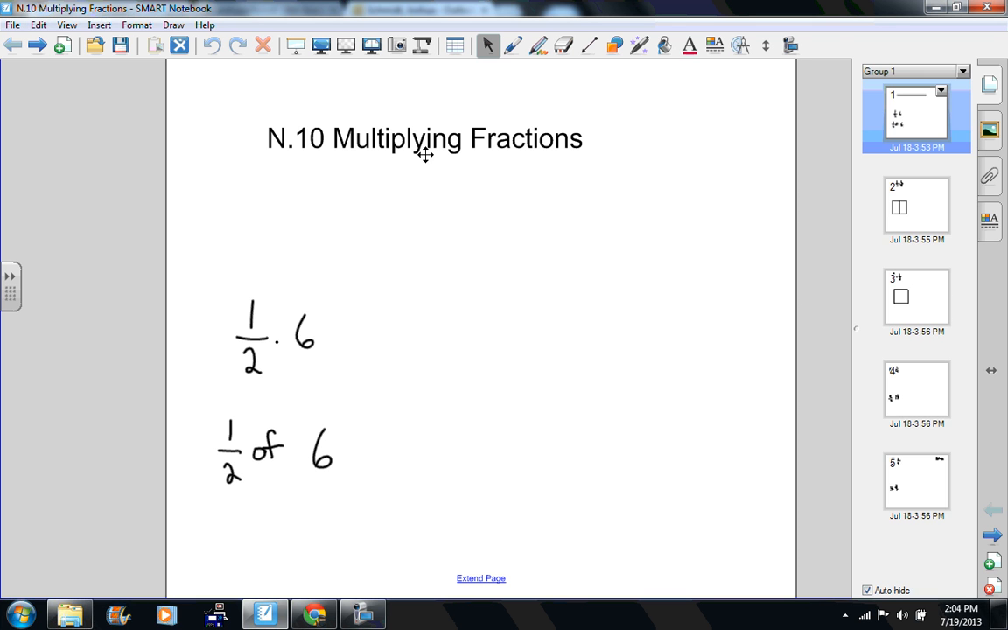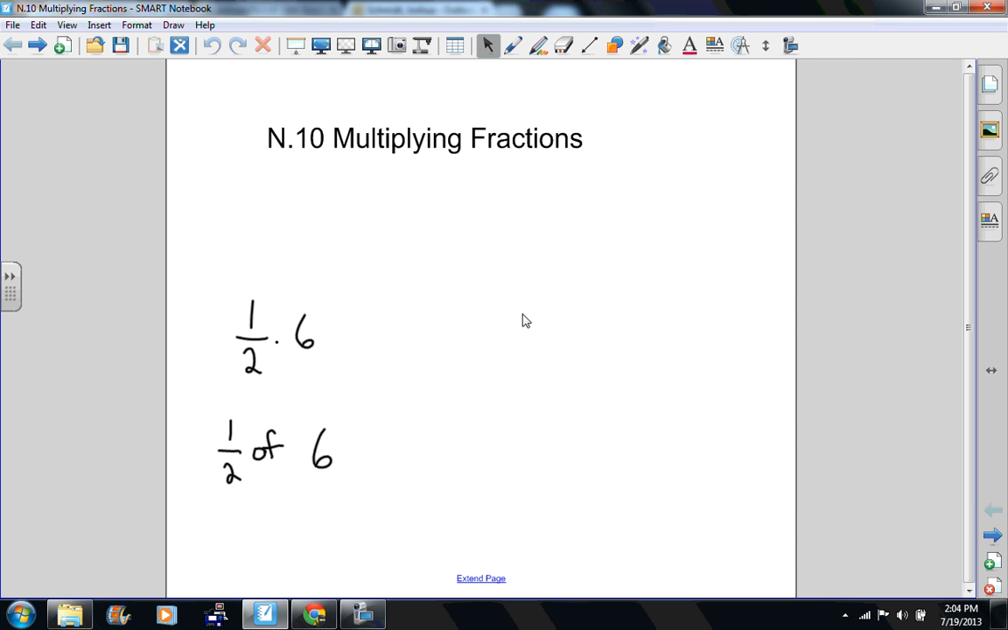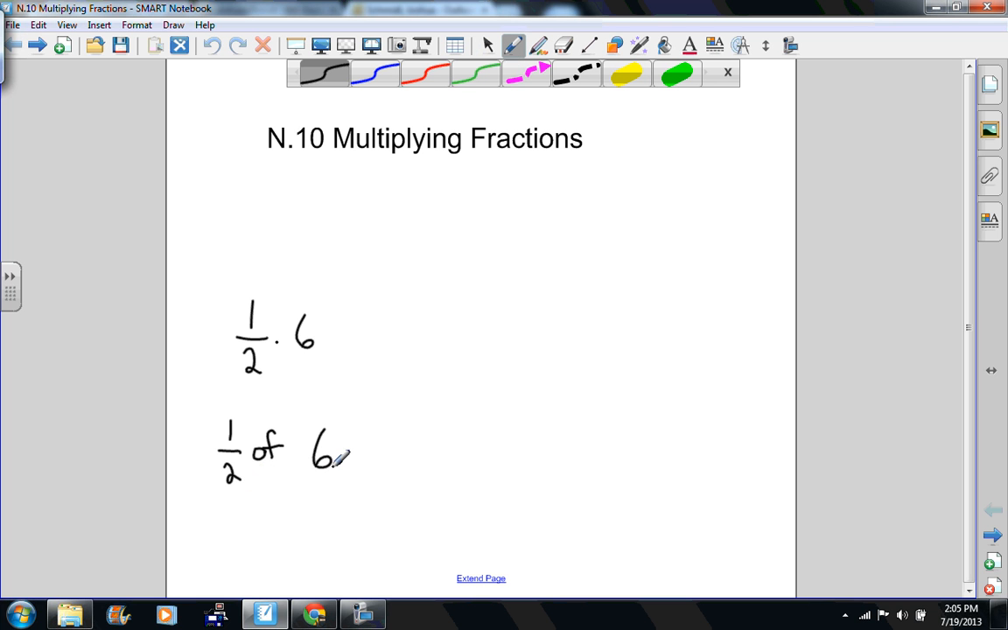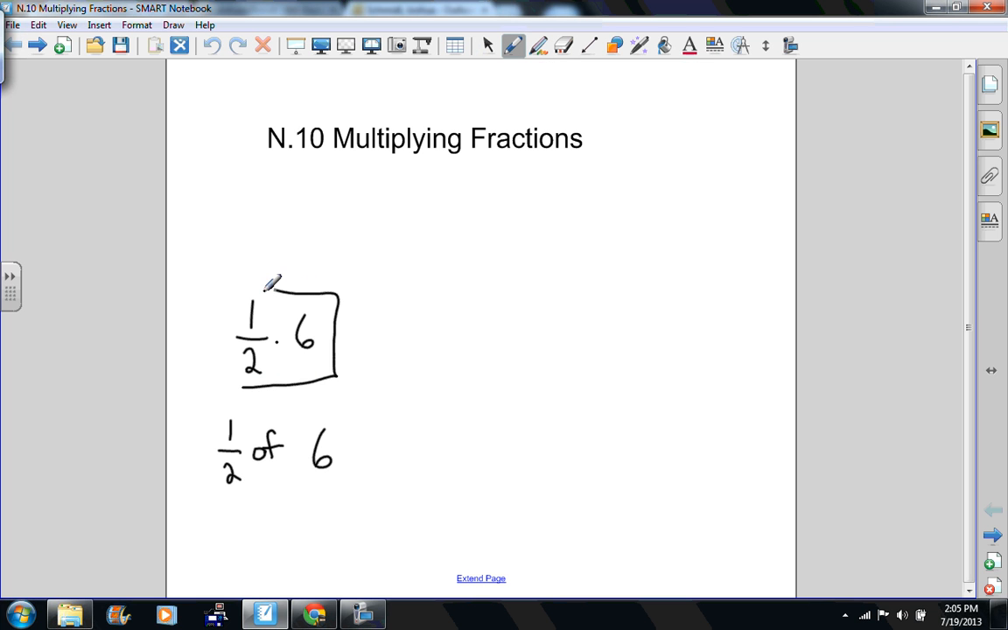We are going to be working on multiplying fractions. And before we start, an important thing to understand is that the word multiplication can be changed around with "of." So it's 1/2 of something. When you see this problem, 1/2 times 6, it's actually saying, what is 1/2 of 6? And you should know that 1/2 of 6 is 3. If you shot 6 baskets and you made 1/2 of them, that would be 3.